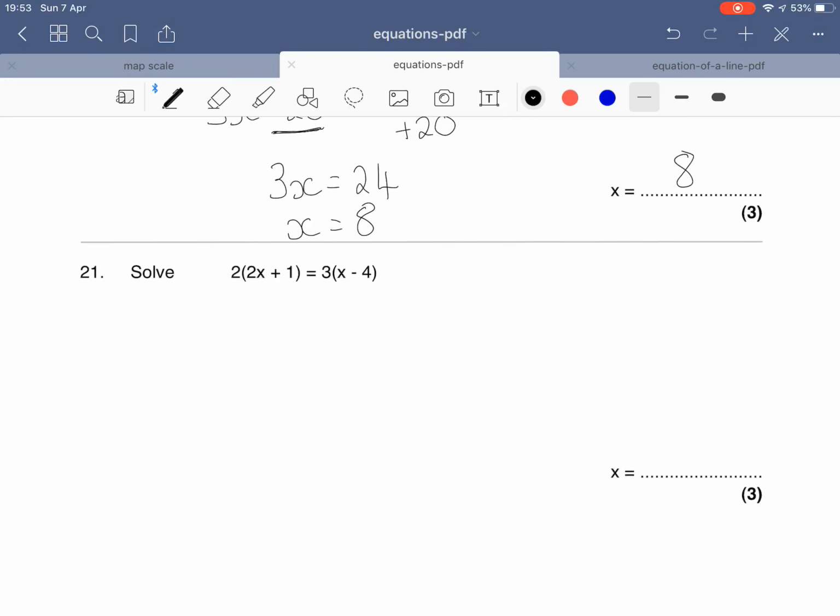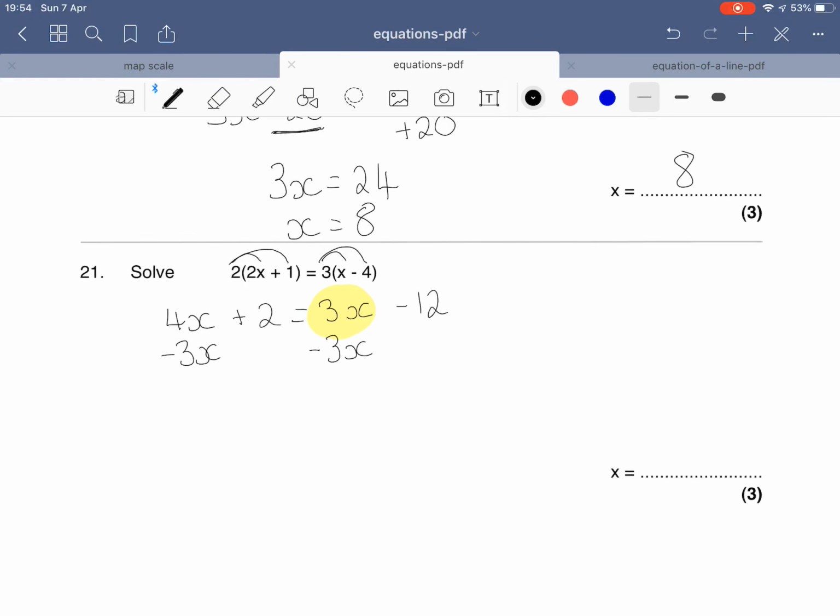Okay, next one. We're going to have to expand both sides for this one. So we're going to do 2 times the 2x, which is 4x, and 2 times the 1, which is 2. Next one, 3 times the x is 3x, and 3 times the 4 is 12. So I've got minus 12, because it's minus. Just like the ones above, get rid of your smallest x. So this is my smaller number, so I'm going to subtract it. So I'm going to subtract 3x from both of my x's.